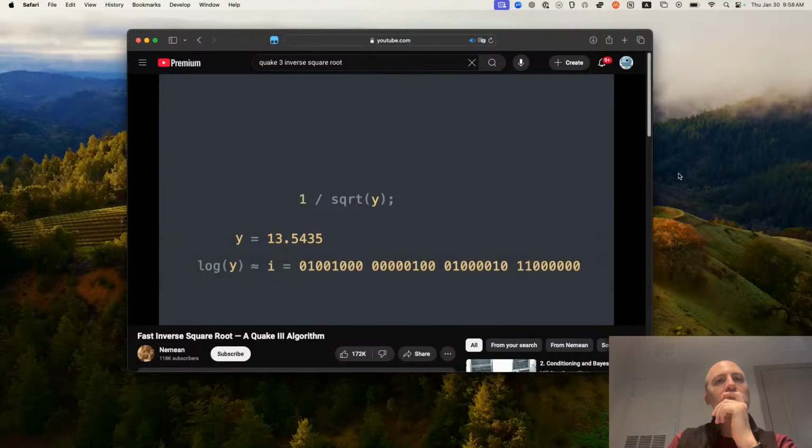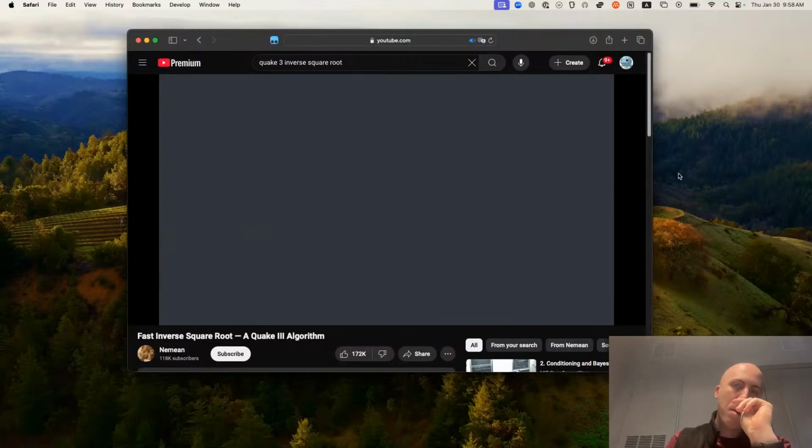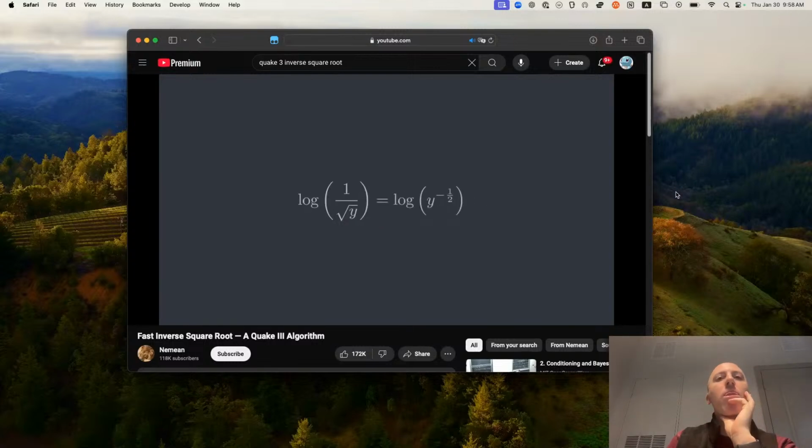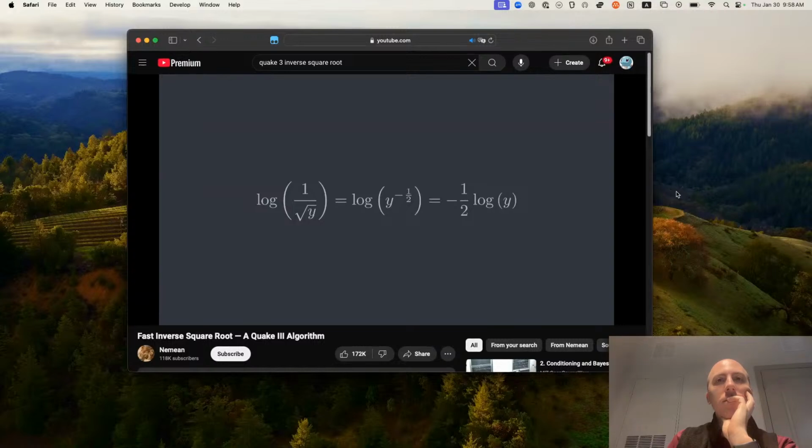I claim that our problem becomes way easier if we work with logs. Instead of trying so hard to calculate 1 divided by square root of y, we instead calculate log of 1 divided by square root of y. We rewrite this to log of y to the power of minus a half, so we can take down the exponent. Calculating this is stupidly easy.